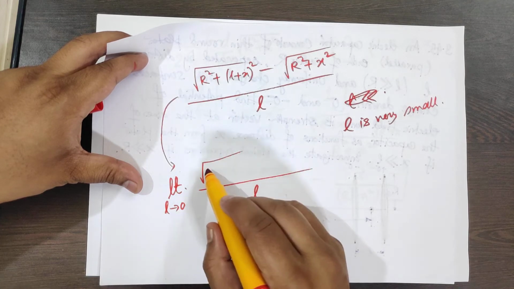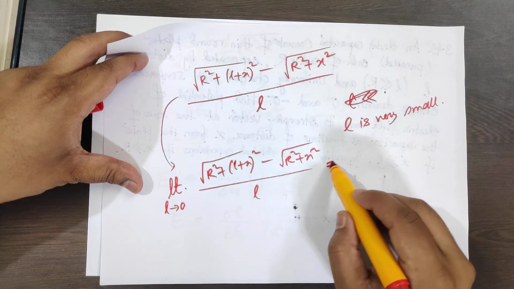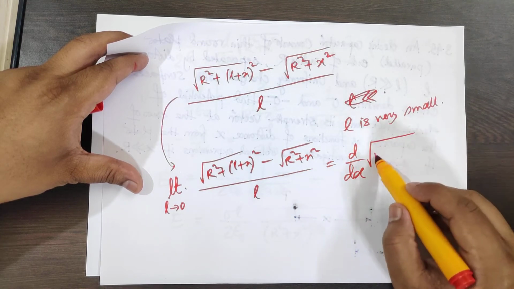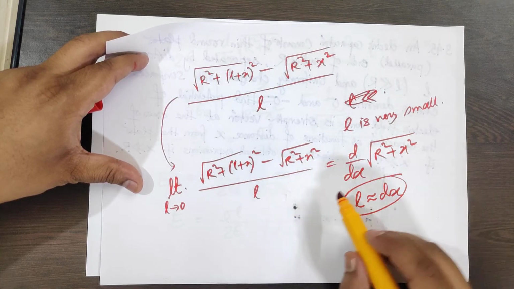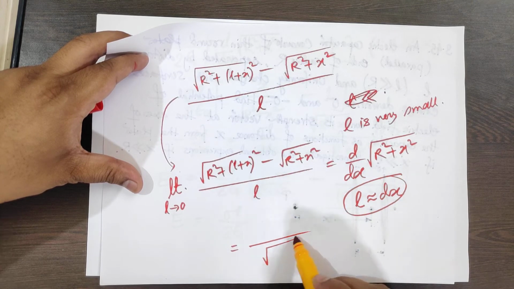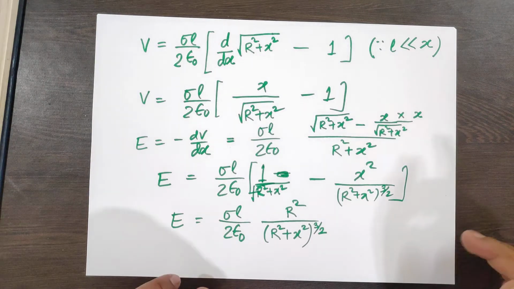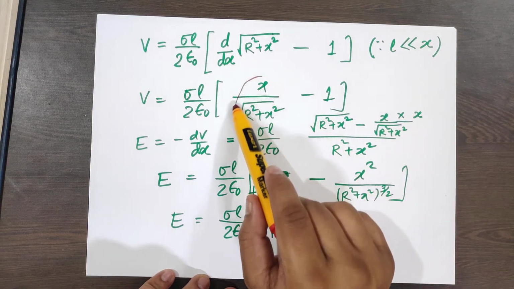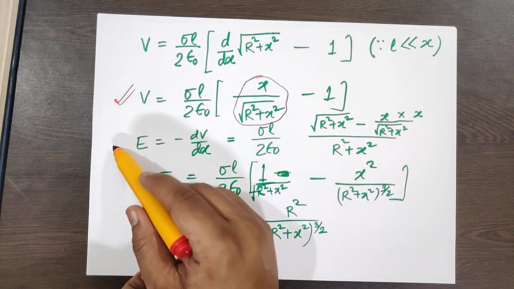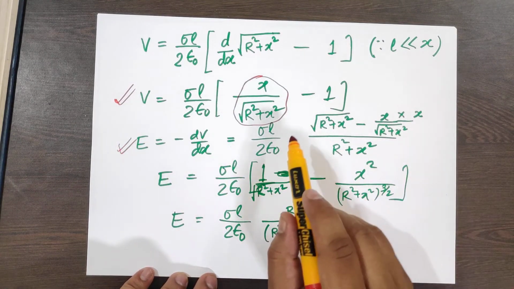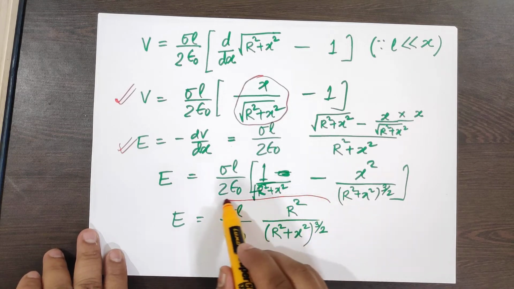Limit L tends to 0 of root over of r square plus L plus x square minus root over of r square plus x square. This is actually differentiating root over r square plus x square, so L is approximately dx, that is what we have assumed. So the result becomes x by root over of r square plus x square, and the expression is x by root over r square plus x square minus 1. This is the value of potential. Now for the field, again differentiate it, minus dV by dx. After differentiating you get this, and after some approximation you reach this value.